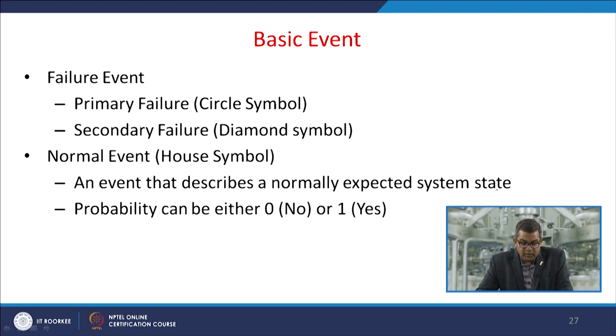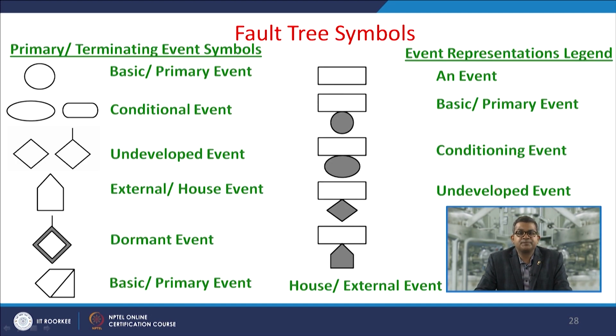The secondary failure is represented by the diamond symbol. The next is the normal event, and usually it is denoted by the house symbol. This is an event that describes a normally expected system state. Now, the probability can be either 0, that is no, or 1, that is yes. So, these are the various symbols which are being used in the fault tree analysis.